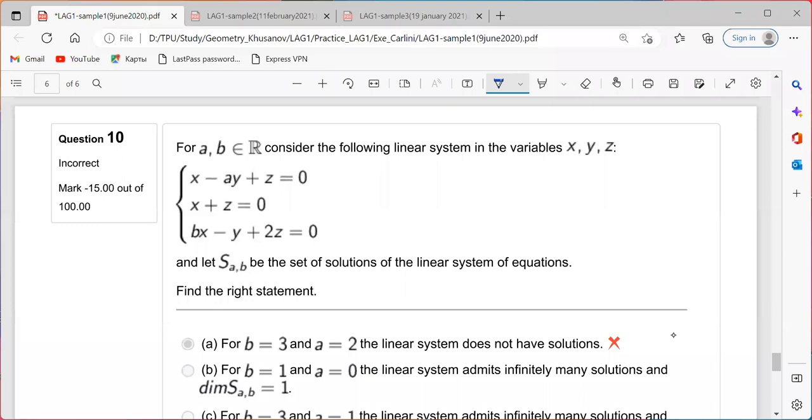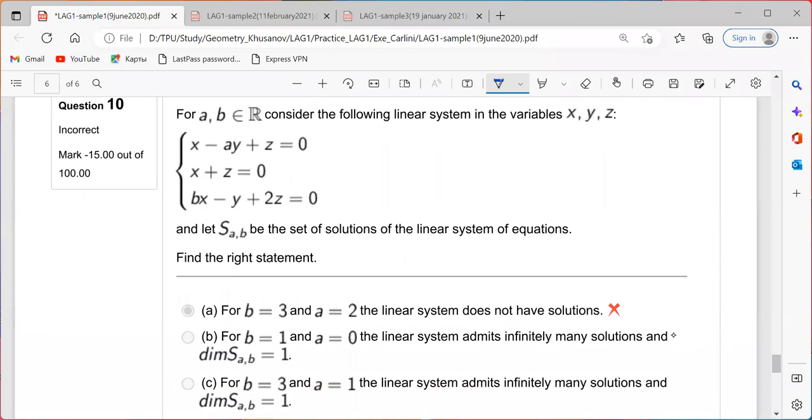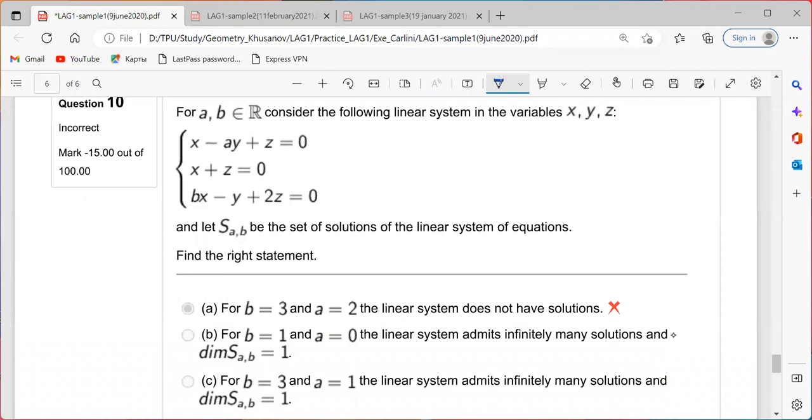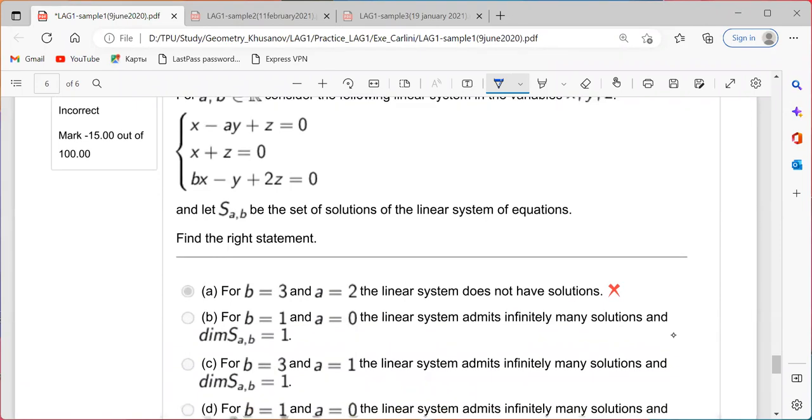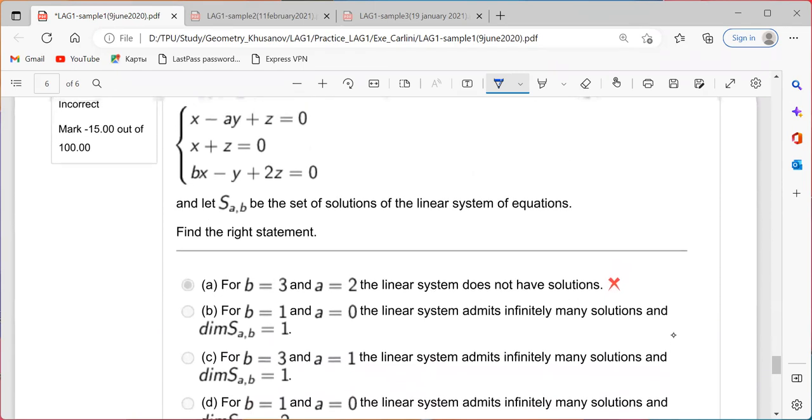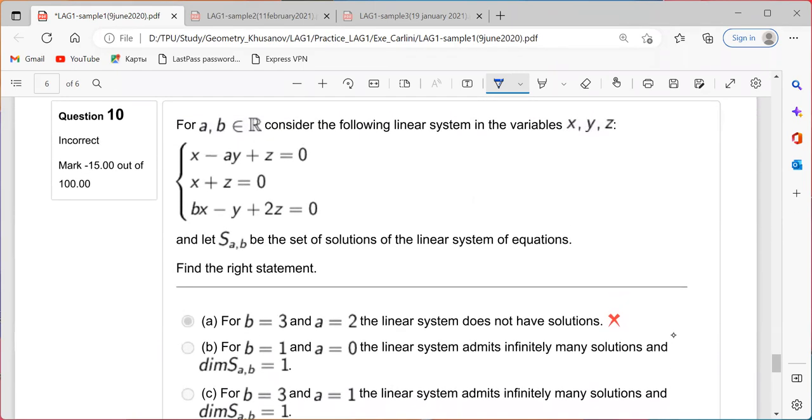Okay, so let's consider our 10th question. In this situation, again, we have a linear system of equations, and again we have to consider the set of solutions. And again: no solution, many solutions, dimension of solutions, and so on. So we have to solve this equation system, I think. Let's consider.